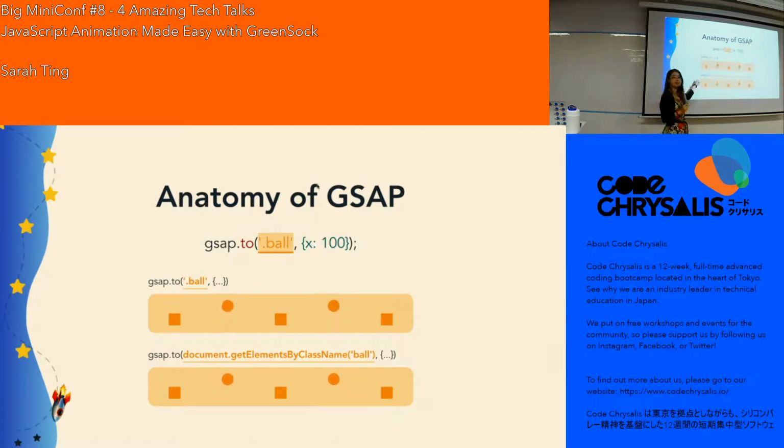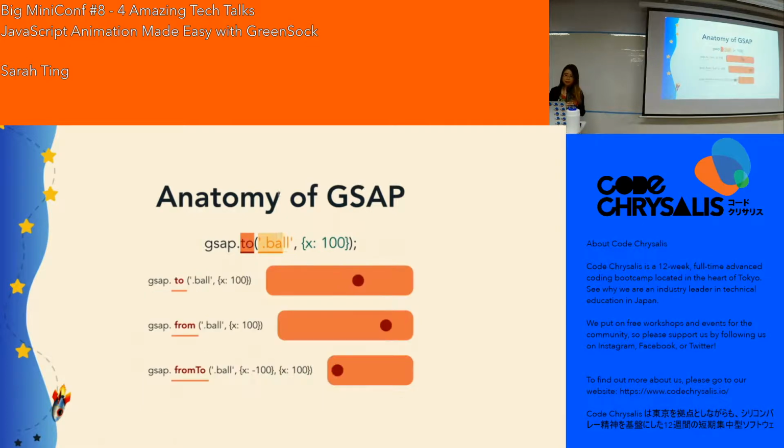You can tell it as many objects to animate as you like. In the second example, you're passing it a JavaScript variable reference to a DOM element. This is actually pretty fun because GSAP interfaces really well with third-party libraries. For example, if you're using Vue, you can also pass it a Vue reference. If you're using jQuery, you can pass it a jQuery object. It's super flexible.